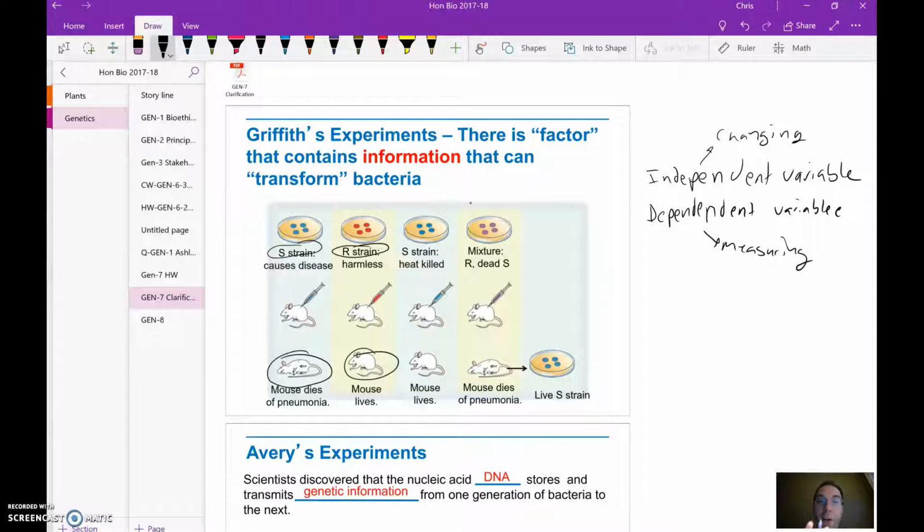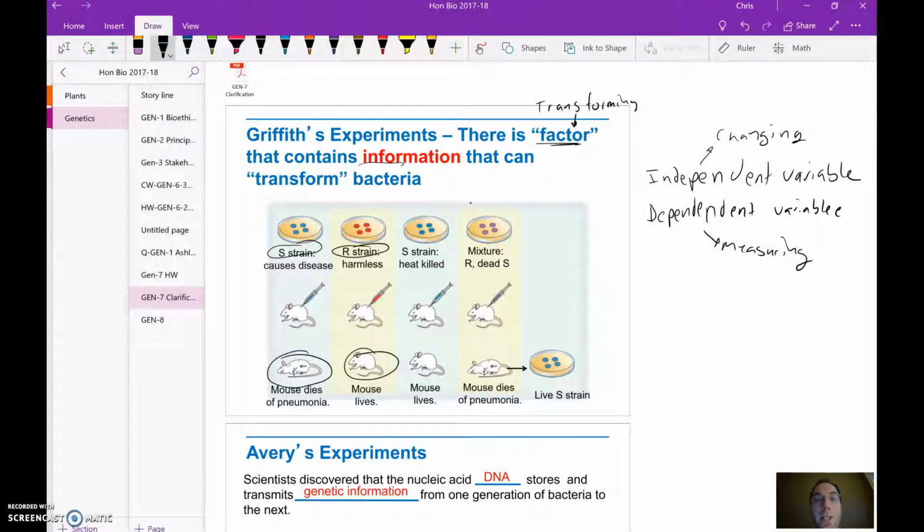Now, one of the things that Griffith's experiment figured out was that there is some sort of factor that contains information that can transform bacteria. He didn't know what it was called, but he hypothesized that there was something called this transforming factor. Okay, that's all he knew.